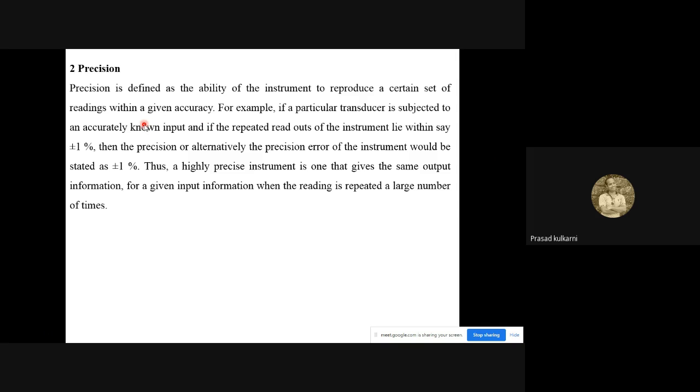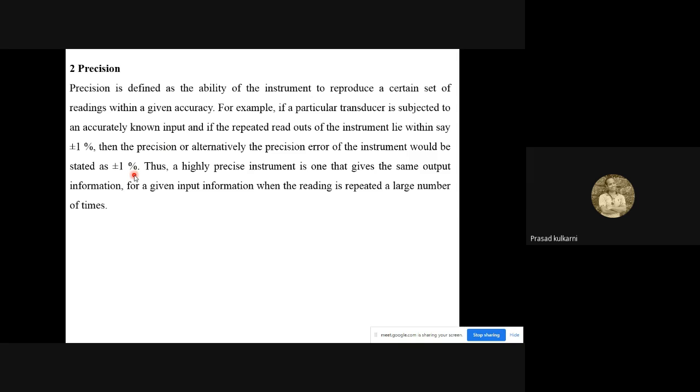I am repeating the definition again. Precision is defined as the ability of the instrument to reproduce a certain set of readings within a given accuracy. For example, if a particular transducer is subjected to an accurately known input, and if the repeated readouts of the instrument lie within, say, plus or minus 1%, then the precision or precision error of the instrument would be stated as plus or minus 1%.